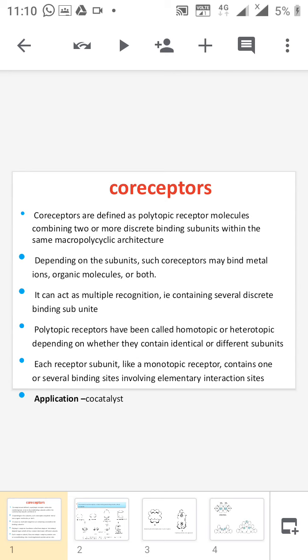And it can act as a multiple recognition, that means it contains several discrete binding subunits. We can classify the polytopic receptors as homotopic or heterotopic depending upon whether they contain identical or different subunits. And each receptor subunit, like monotopic receptors, contains one or several binding sites involving elementary interactive sites. And one of the applications of this coreceptor is as a co-catalyst.